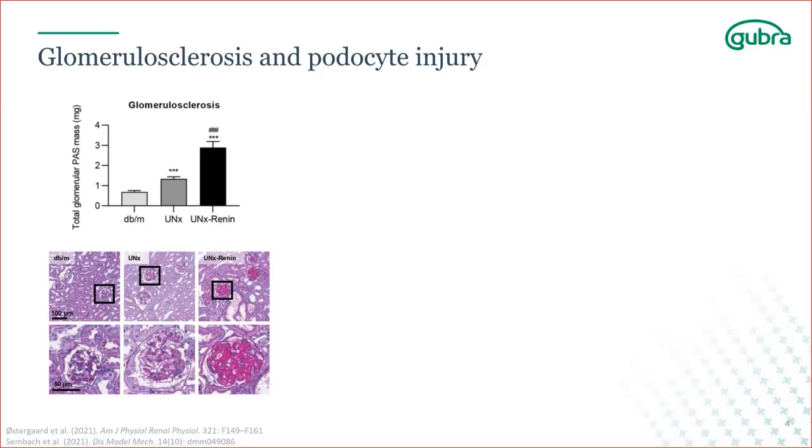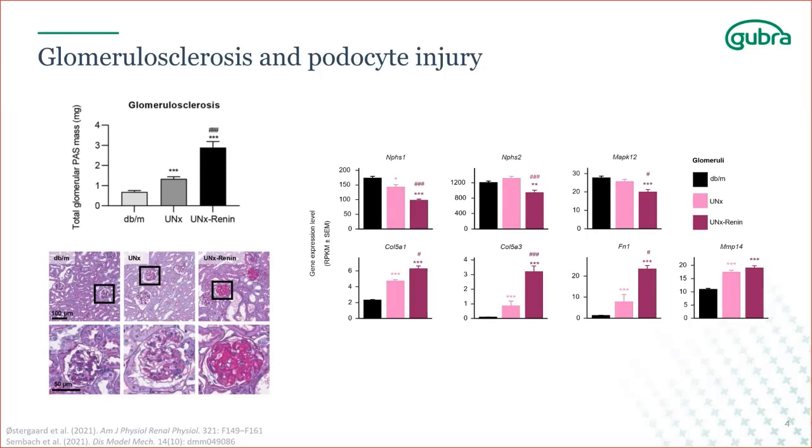in this model. And what you can also see here, these are representative images from each of the groups, and this image from the renin UNX-DBDB mouse, it's really stunning glomerulosclerosis that we see in this model. And it actually correlates also very nicely with some gene expression analyses that we've recently done. So these are gene expression levels in, again, the same 3 groups, the healthy DBM controls, the uninephrectomized DBDB mice, and the renin UNX-DBDB mice.